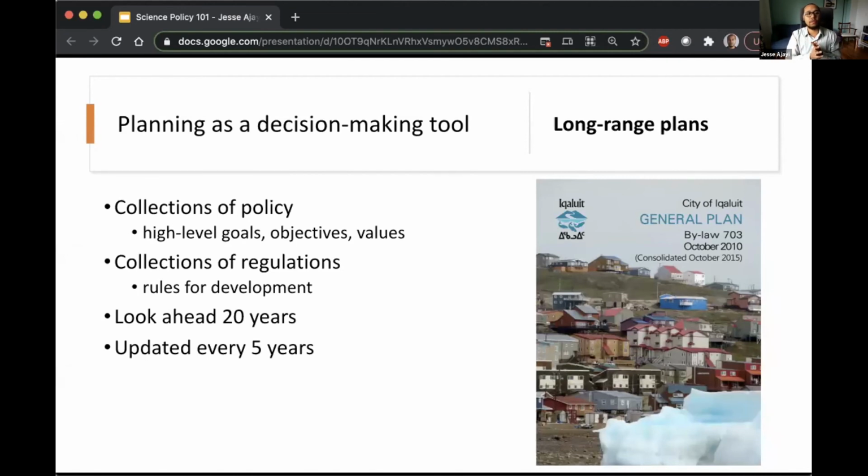Okay, so these municipal plans, we'll look at planning as a decision-making tool. I'm going to mention a few of these tools now. Official plan, obviously, in Ontario is what we call them. In Nunavut, it's community plan, or in the city of Iqaluit's case, the general plan. So these are high-level policy documents at the municipal scale, which talk about the objectives and values of the community. And then you'll see underneath them zoning bylaws, which are more fine-grained. They're collections of regulations as opposed to policy, which are rules for development, or a more specific kind of policy.